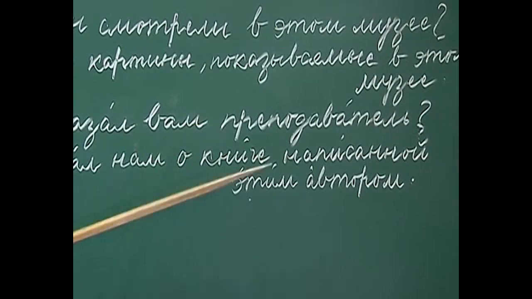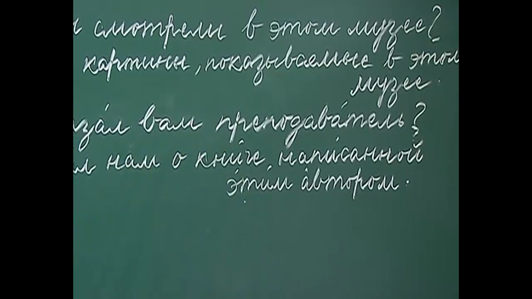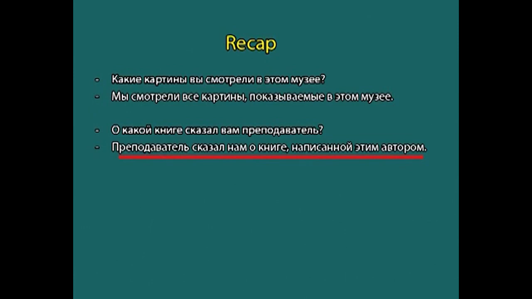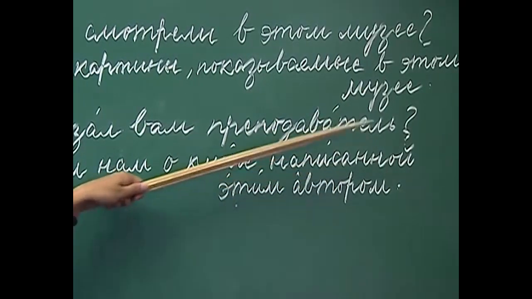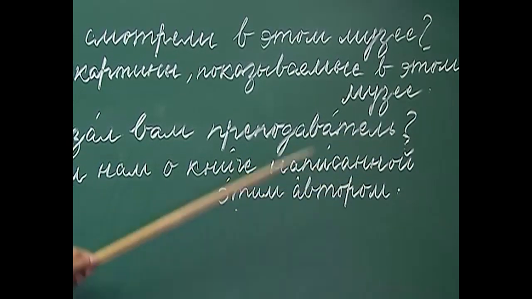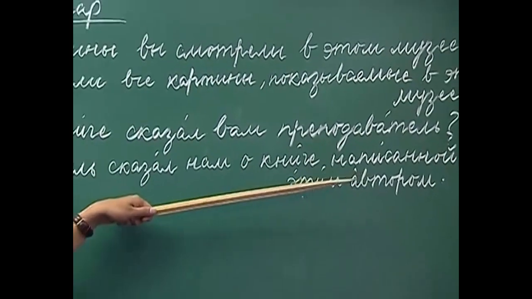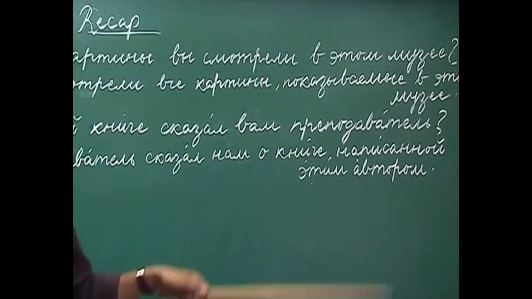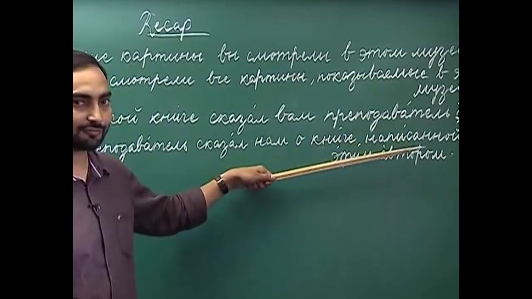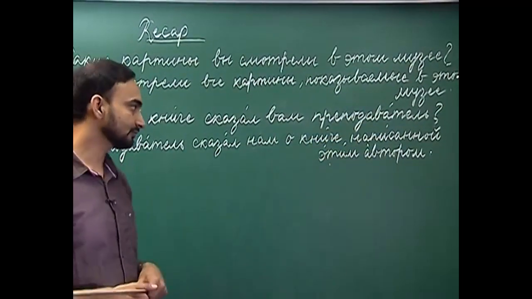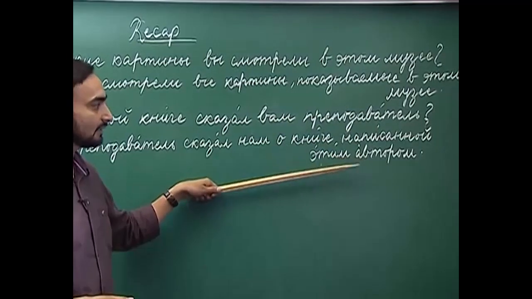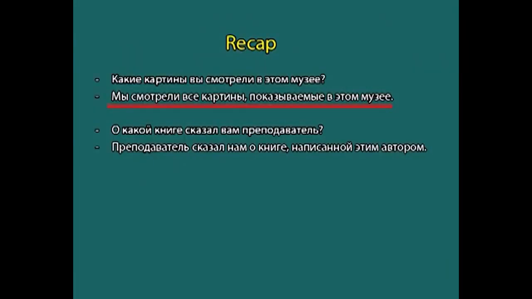So, if we again change the sentence into a complex sentence using который, how will we do that? Преподаватель сказал нам о книге, которую написал этот автор. So, in that case, if we are using который, then we will use которую because it depends on the verb of the subordinate clause. So, которую написал этот автор. So, this was about the passive participle.